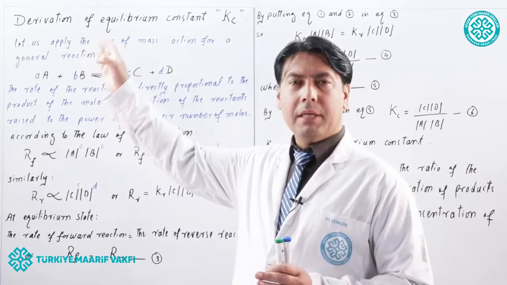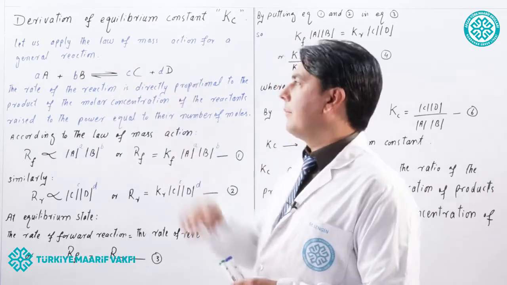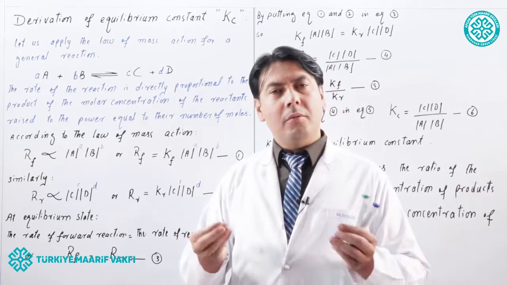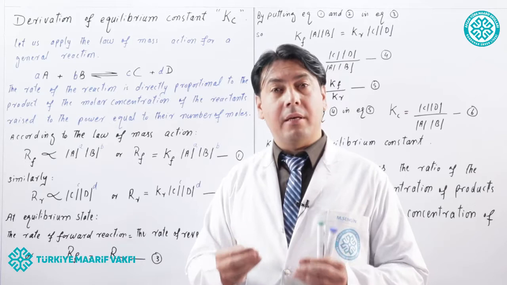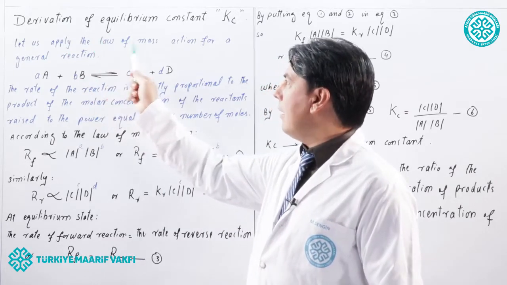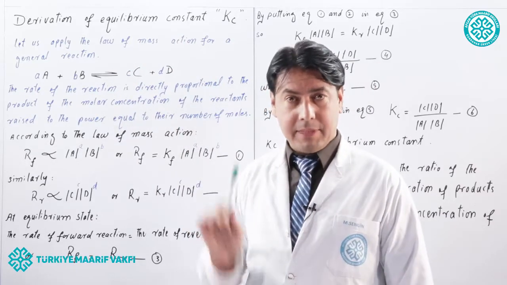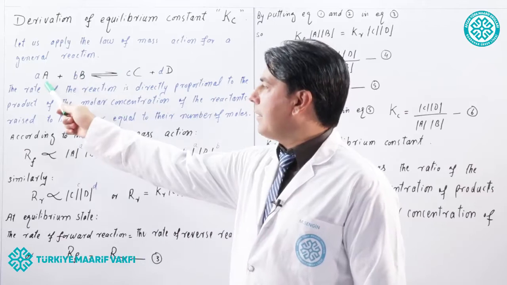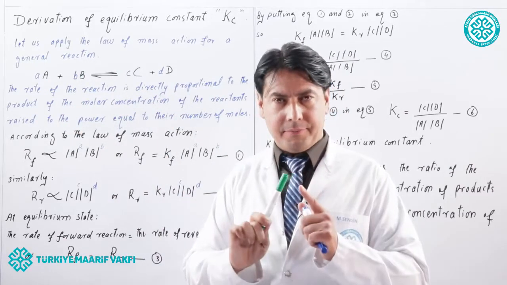Expression for the derivation of equilibrium constant Kc. So, for deriving the expression for the equilibrium constant Kc, let us apply the law of mass action for a general reaction. For example, the two reactants A and B react to produce products C and D.